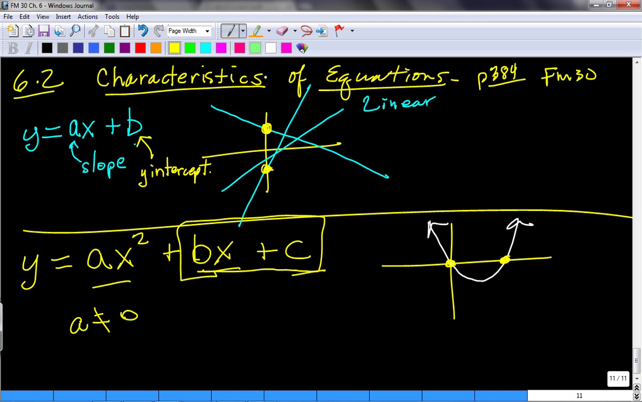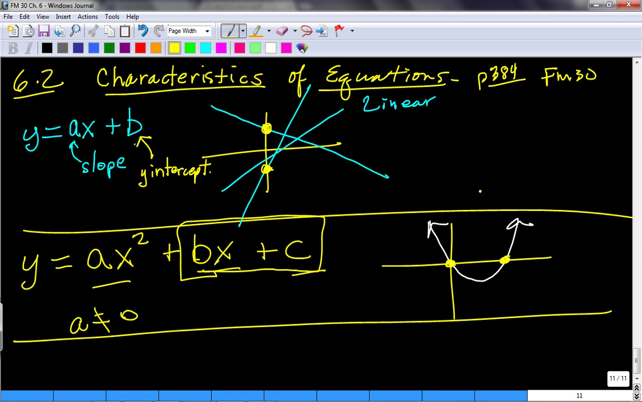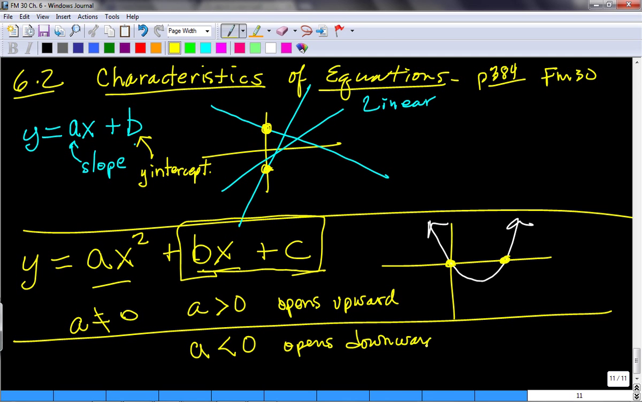A determines a couple things. A determines which way the parabola opens. If A is positive, that's greater than 0, then the parabola opens upward. Very good for remembering that. And if A is negative, less than 0, it opens downward. Yes, very true. Do you remember what else about the size of A and how that affects the parabola?